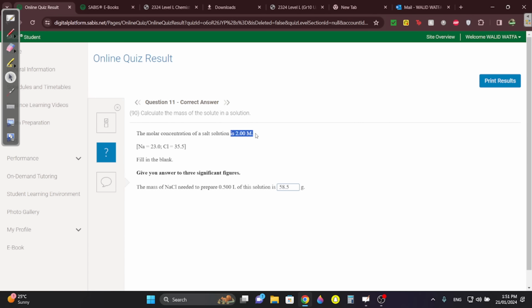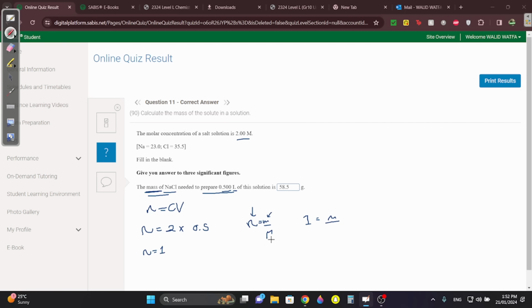Question 11. The molar concentration is 2. What is the mass of NaCl needed to prepare 0.5 liters of this solution? If we want the mass, that means we need the moles, right? And how do we find the moles? N equals CV. The concentration is 2, with the volume of 0.5 liters. Liters is the same as dm cube, so we keep it as 0.5. You get the moles is 1. What is the mass going to be? N equals mass divided by the molar mass. The moles N is 1. The mass we don't know, we keep it as m. And the molar mass of NaCl, Na is 23, Cl is 35.5, so the molar mass will be 58.5. You cross multiply, and you get the mass is 58.5 grams.